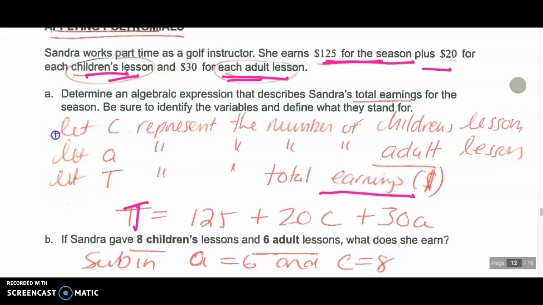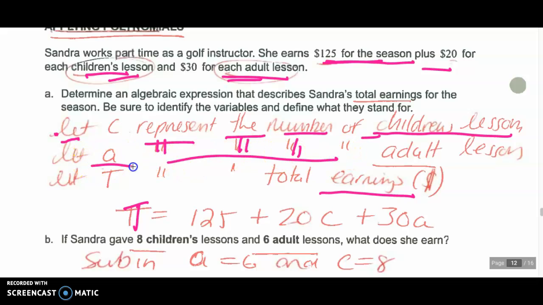We'll start with C. We're going to figure out how many children's lessons she gives later, and we have to define that variable. So we let C represent the number of children's lessons. And then underneath, if you keep it nice and lined up, you can just use these jot marks. These jot marks mean the same thing, so instead of writing "represents the number of," you can just go jot mark, jot mark, jot mark. Very efficient. So we let A represent the number of adult lessons and let T be the total number of earnings. And if there's a unit, we'd like to put the unit here also.